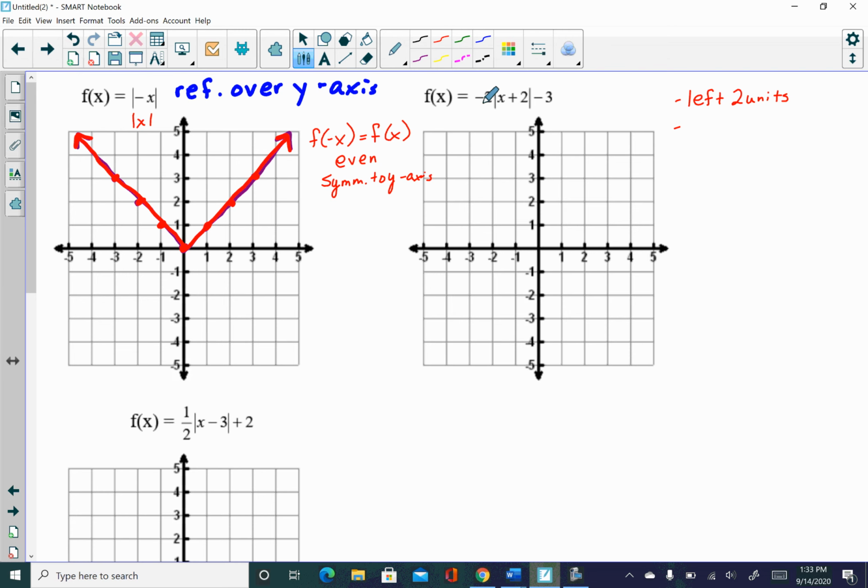Then you've got a negative right out here, so I'm going to take it piece by piece. So you've got a negative and it's on the outside. Since it's on the outside, remember, you can see it right here beside you: if it's on the inside, you reflect over the y-axis, but since your negative's on the outside, you're going to reflect over the x-axis.